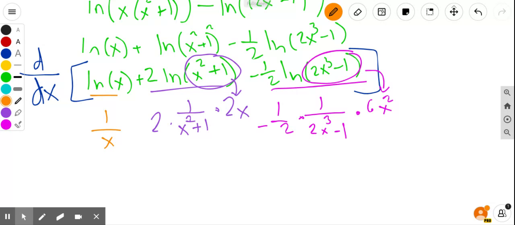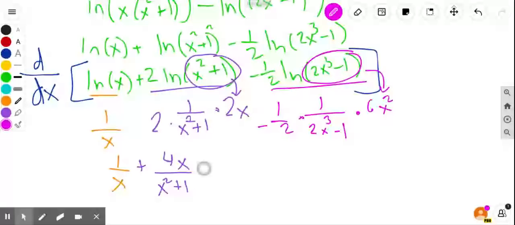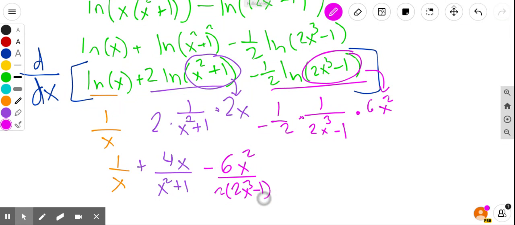So then, cleaning it up a bit, I have 1 over x plus 4x over x squared plus 1 minus 6x squared over 2 times 2x cubed minus 1.